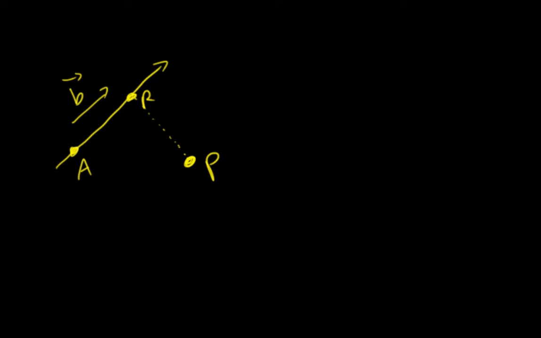The shortest distance, or perpendicular distance, from that vector to that point is going to be when PR and B have a dot product of 0. So this is just rehashing that same idea that the dot product of 0 means perpendicular. Okay, so we'll use that idea.